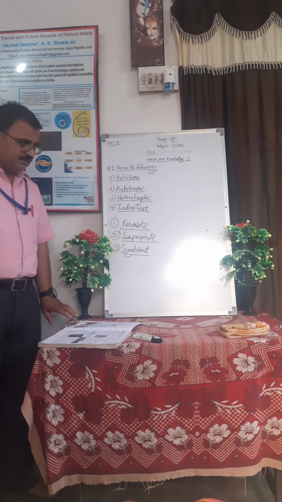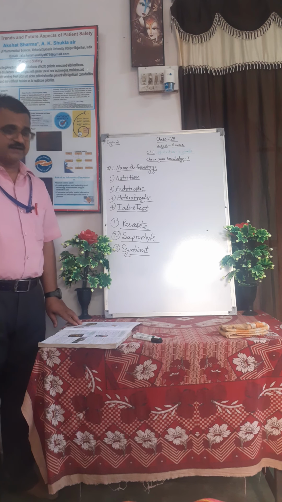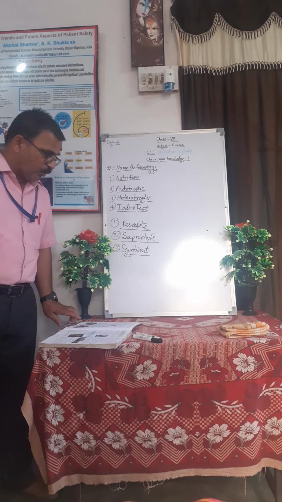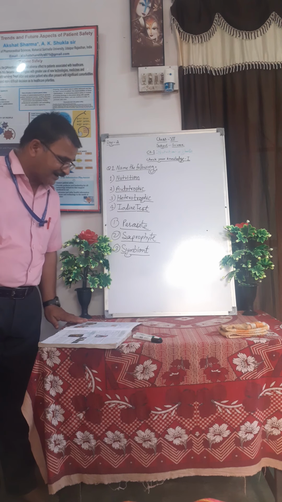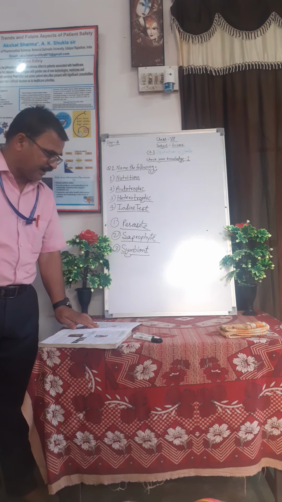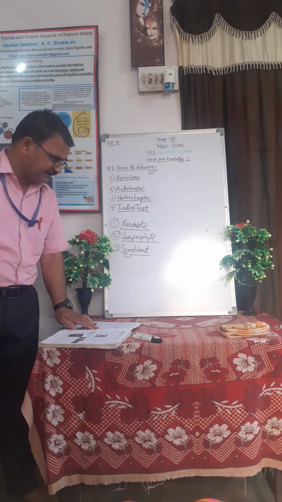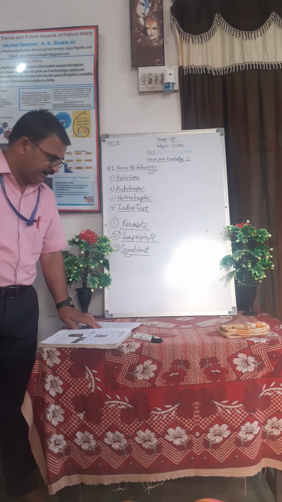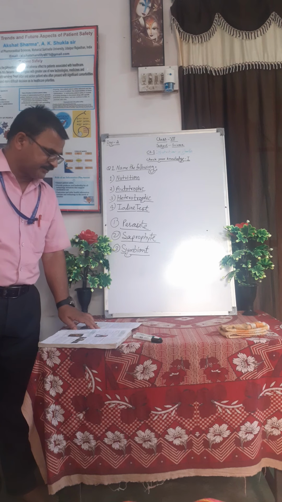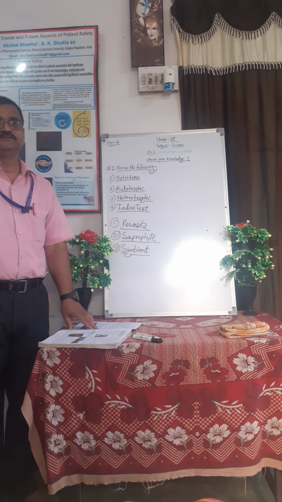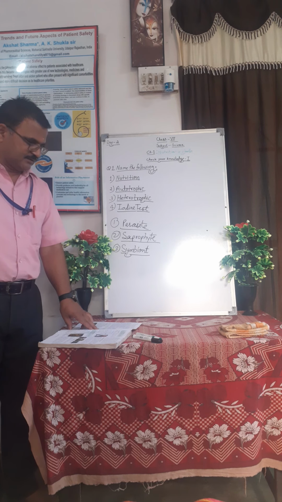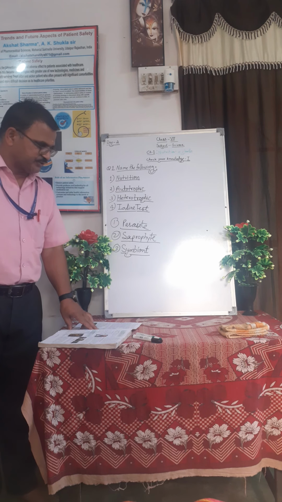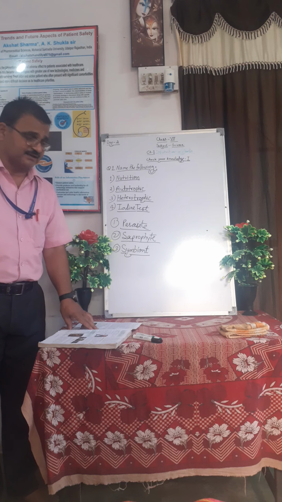Now something about the science bits also. First science bit is in this way. Water helps to keep a plant cell rigid and turgid and helps the plant to stand upright. It was already taught to you in the last class also.